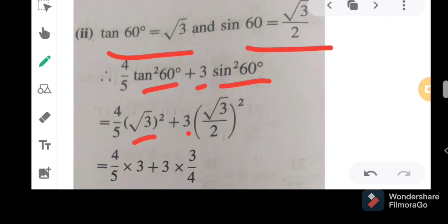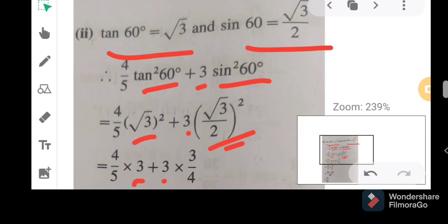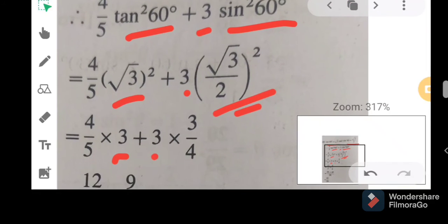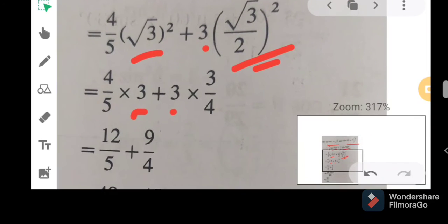Sin square 60 means sin 60 is root 3 by 2, so this is the square of root 3 by 2. 4 by 5 into square of root 3 is 3, and this 3 into square of root 3 is 3 and square of 2 is 4. This expression becomes 4 by 5 into 3 plus 3 into 3 by 4. By simplifying this, 4 3s are 12, 3 3s are 9: 12 upon 5 plus 9 upon 4.